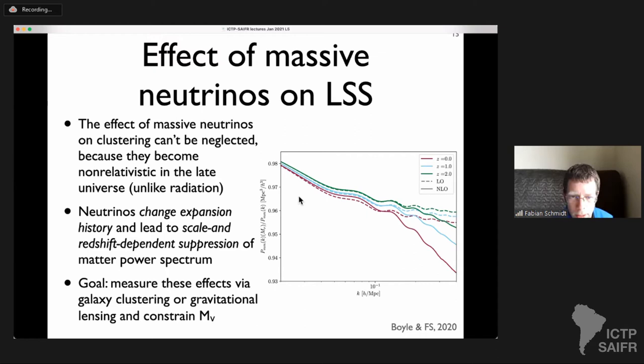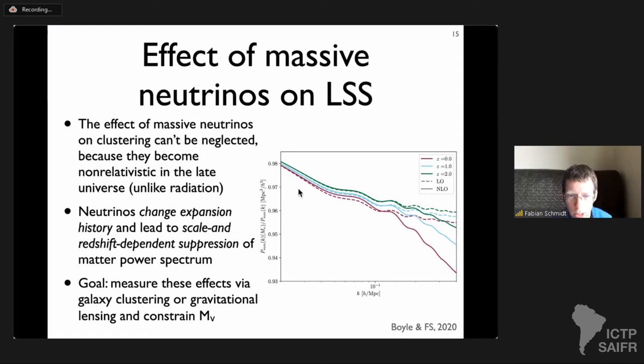And so this plot shows the ratio of the power spectrum with massive neutrinos to the case of massless neutrinos. And you can see clearly this effect is scale dependent, and the scale dependence already begins on fairly large scales, so k much less than 0.1 inverse megaparsec. And it's a few percent effect. So it's a small effect, but using precision cosmological structure, it is in fact measurable.